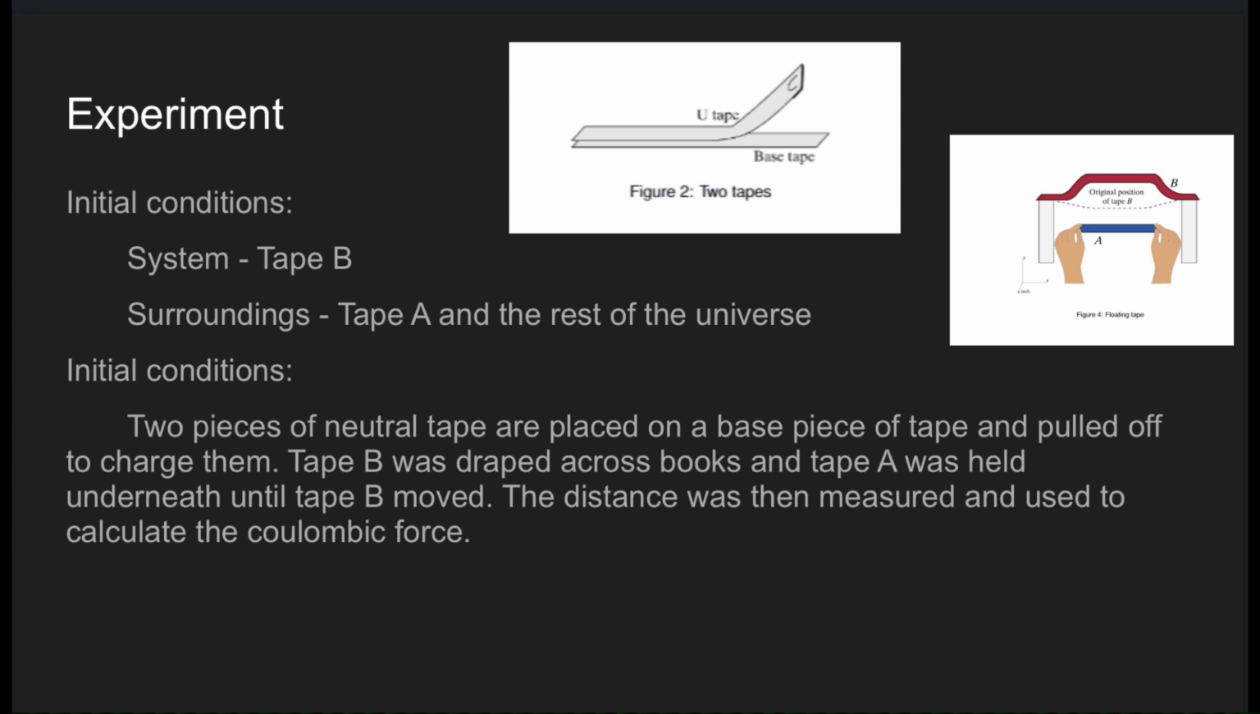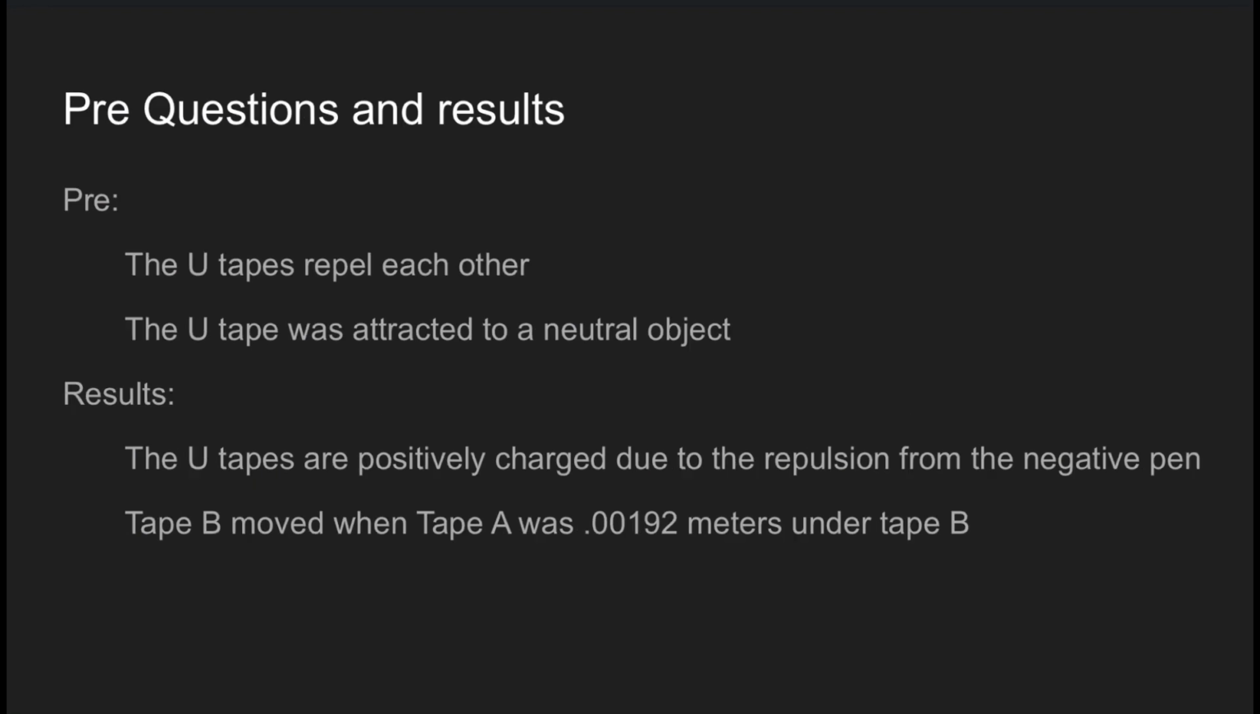The initial conditions: the system is defined as tape B, and the surroundings are tape A and the rest of the universe. So 2 pieces of neutral tape are placed on the base piece of tape and pulled off to charge them. Tape B is draped across a book, and tape A is held underneath until tape B moves. The distance was then measured and used to calculate the Coulombic force.